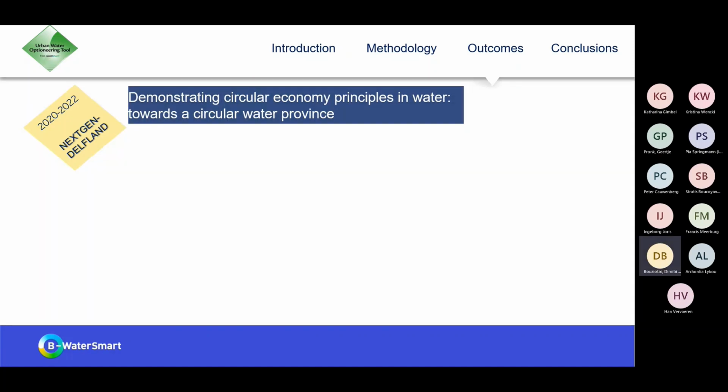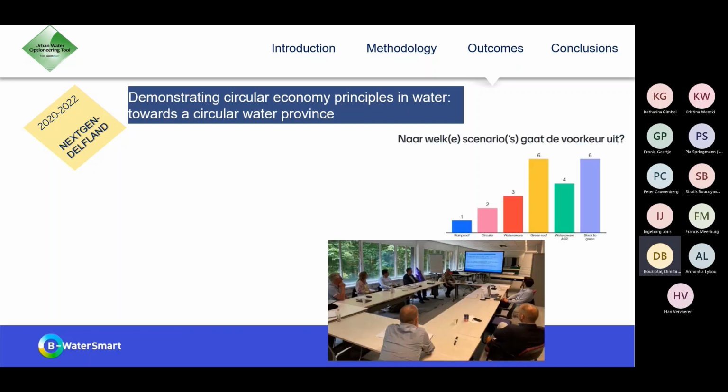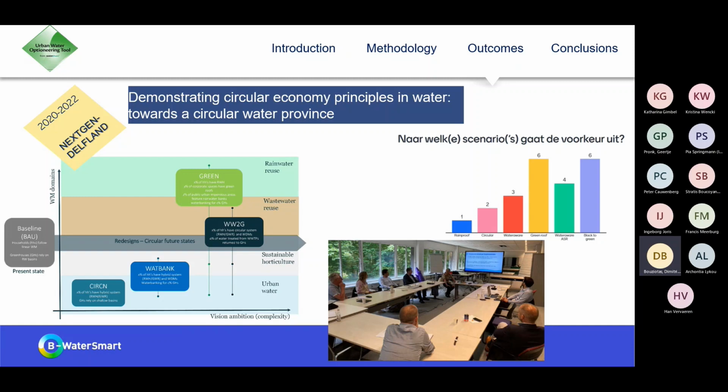So in this more complicated example, we started by drawing the system as it is now, the baseline, so to say, the present case. We then designed different circular water strategies, discussed them with the stakeholders who evaluated them, and finally proceeded with the four most popular different strategies to make the province circular. These strategies have varying complexity and focus on different domains. For instance, green that you see here focuses on rainwater use, while water bank, the blue one that you see on the left, focuses on circular neighborhoods and sustainable horticulture in the area.